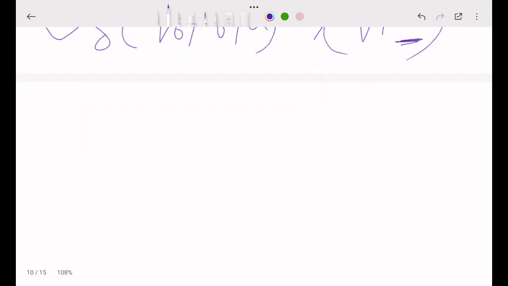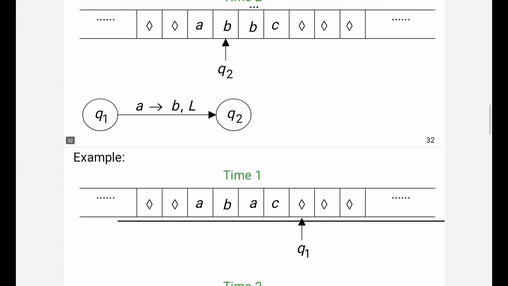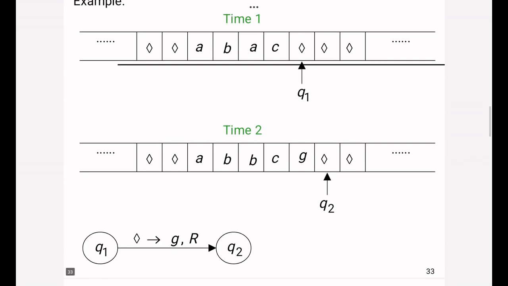Suppose there is an epsilon transition at Q0. Suppose I am writing B, and I am moving left and going to state Q2. This is the Turing machine. I think that you understand how the Turing machine is working.